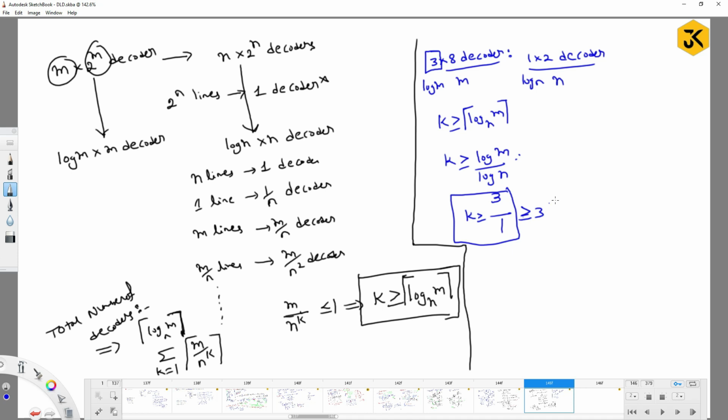Right? So once we know the number of levels, are you able to calculate it? So I can make it as m by n. M by n is what? 8 by 2 plus 8 by 2 square plus 8 by 2 cube. So in total you are going to get 7 decoders.